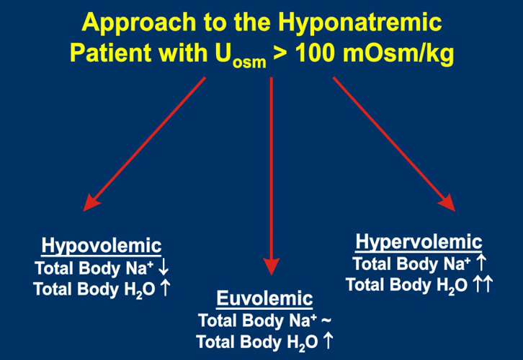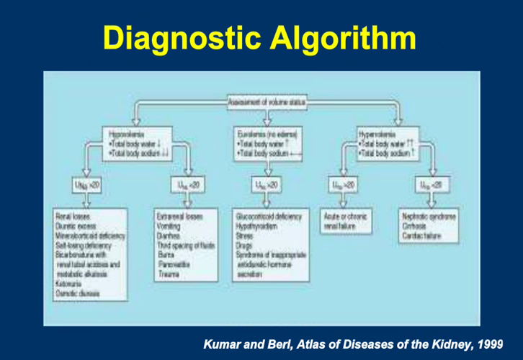So there are three subsets. Those that are hypovolemic have a reduction in total body sodium, but an increase in total body water over sodium. The euvolemic patients who have total body sodium that's almost normal or slightly above normal, but their total body water is increased. And the hypervolemic patients who have an increase in total body sodium, but a greater increase in total body water, so their sodium is low. And this is the typical algorithm. This is taken from one of Tom Burrell's talks or papers.